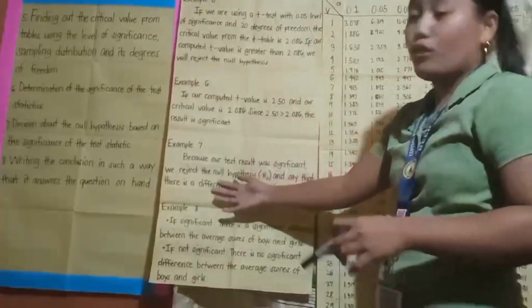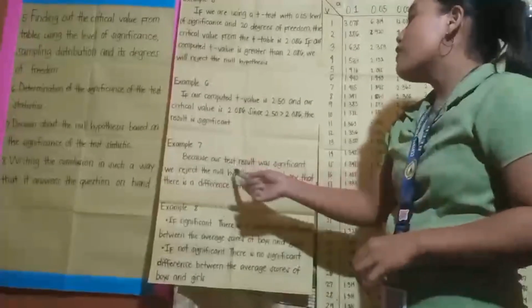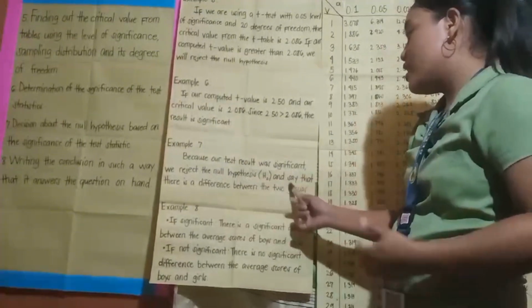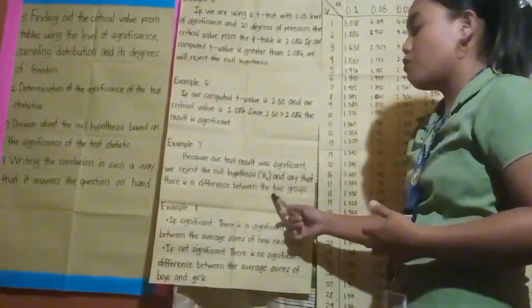For example, in step 7, because our test result was significant, we reject the null hypothesis and say that there is a difference between the two groups. This is the example.